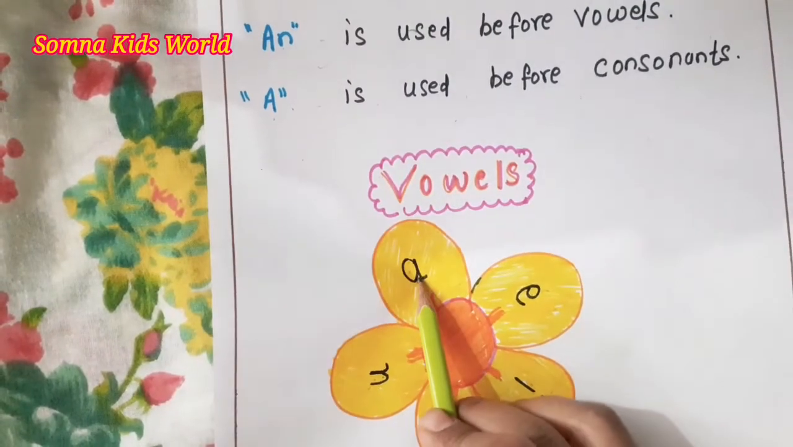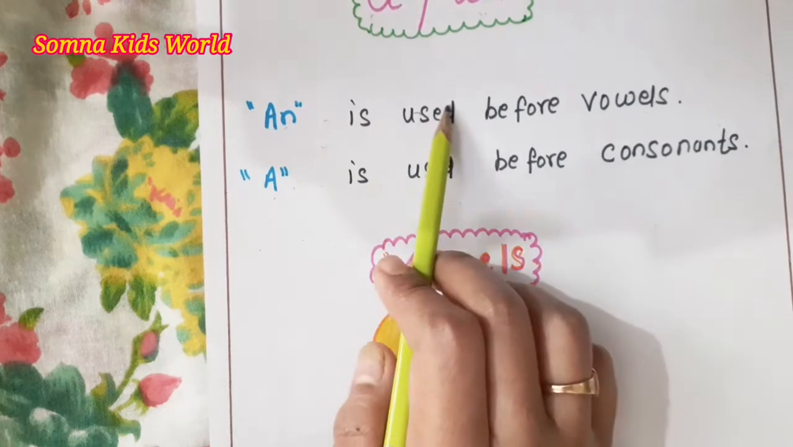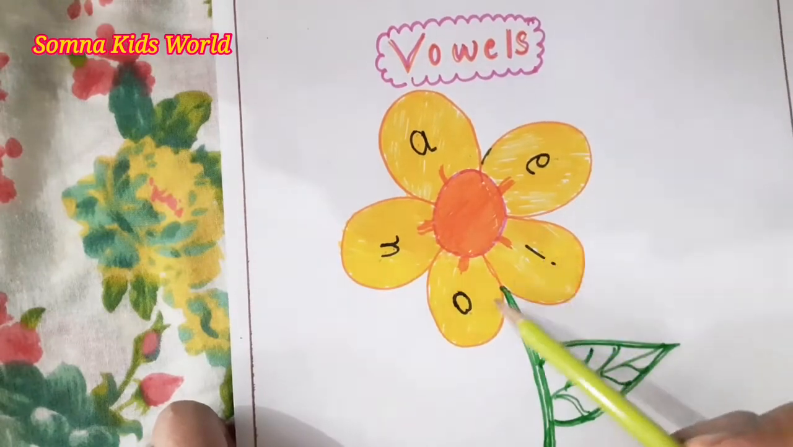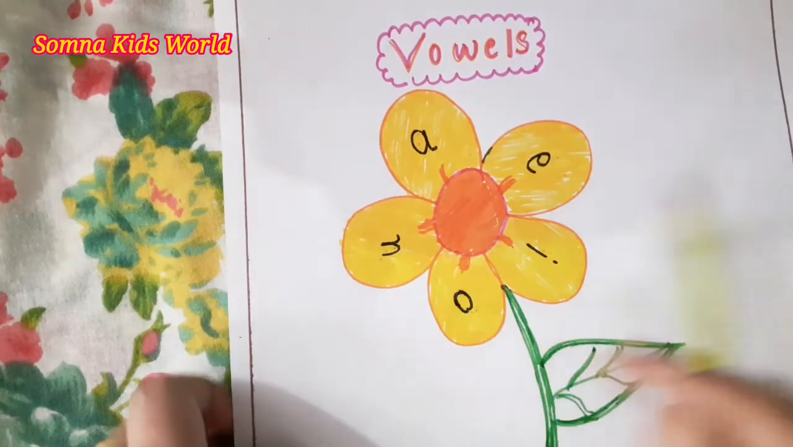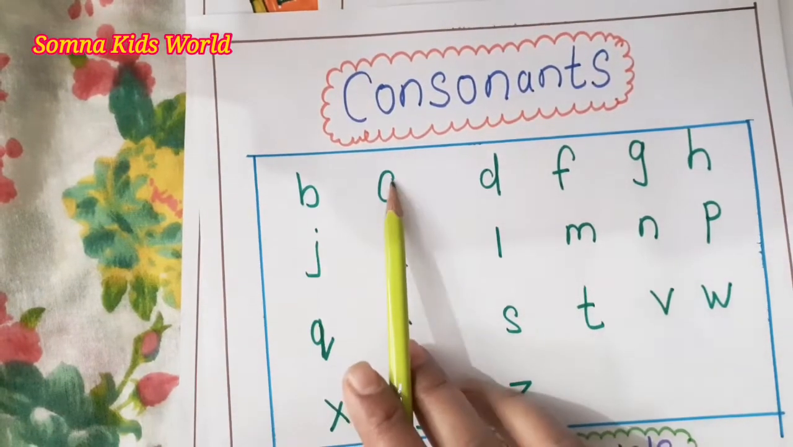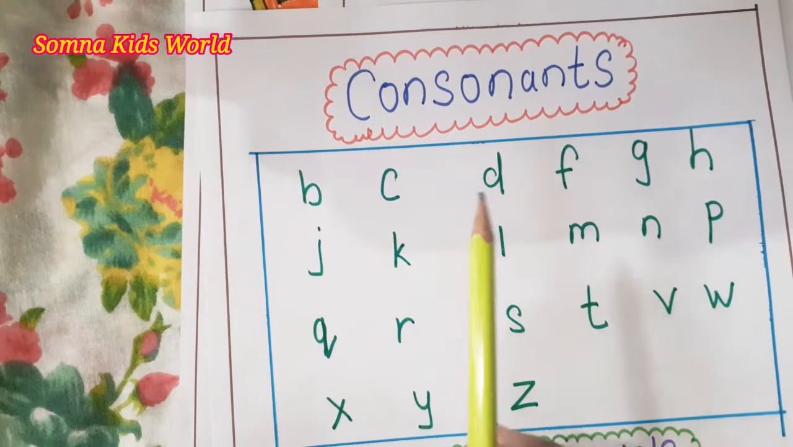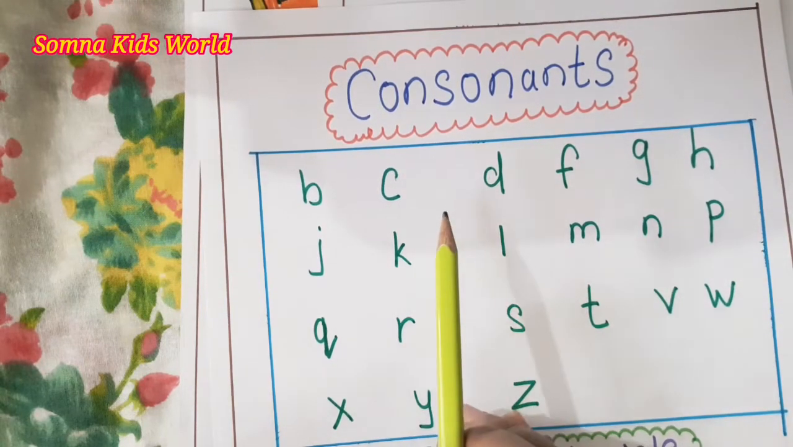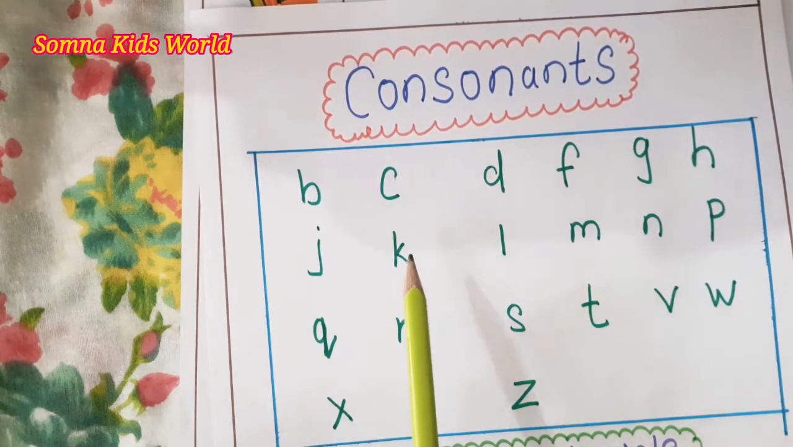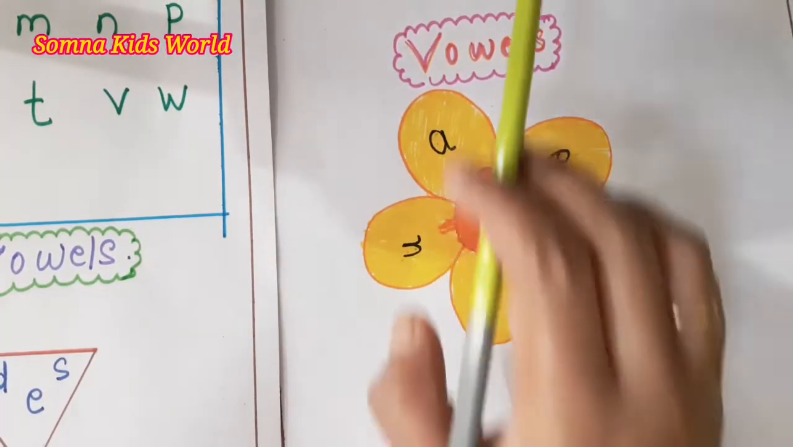And in front of these letters we have to use AN. AN is used before a vowel. So the vowels are A, E, I, O, U. Now what are consonants? You can see the consonants like B, C, D, F, G, H, J. In front of these letters, you have to use the letter A. Sorry, not the word A, the letter A. You have to use A, and in front of vowels, you have to use AN.